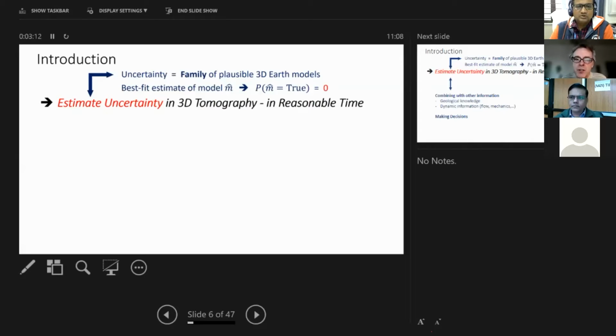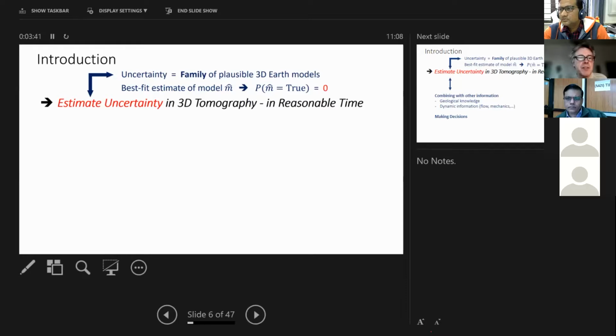So no matter which model you estimate, if it's a model consisting of continuous variables, there is 0 possibility that it represents the true Earth. And that's just a mathematical identity that there's no way of getting around. What that means is that we have to understand how far that model can be from the true Earth. And that is part of the uncertainty estimate.